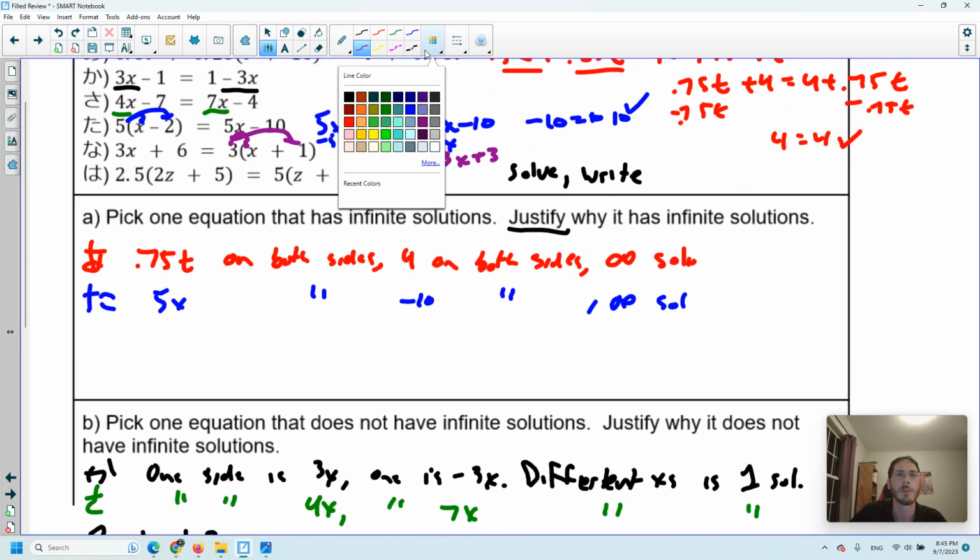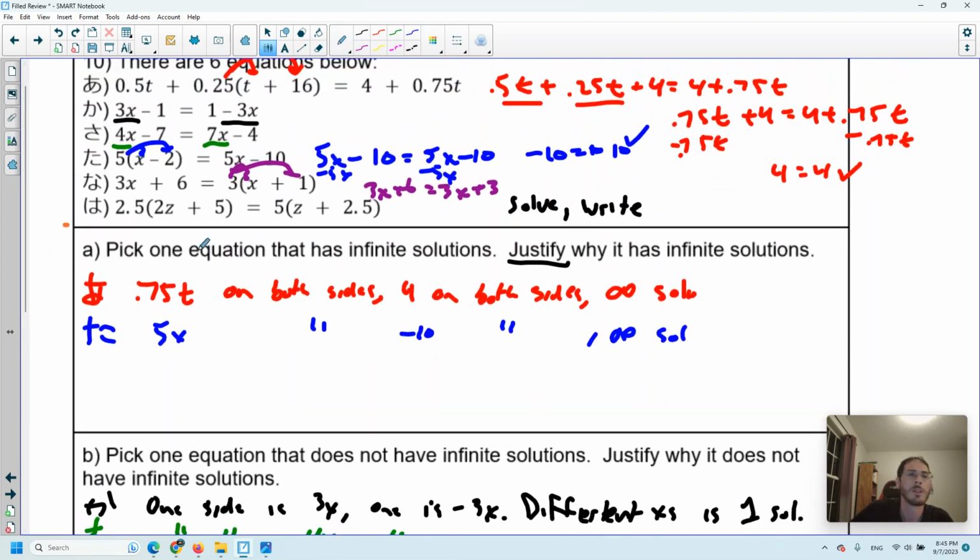All right, we still got one more. So we got the hop. So for this one, again, it looks like distributing is going to be the way to go. So 2.5 times 2 is 5z. 2.5 times 5 is 7.5. 5 times z is 5z. 5 times 2.5 is 7.5. And so we can see we're in the same situation we had over here. So that's a good one.